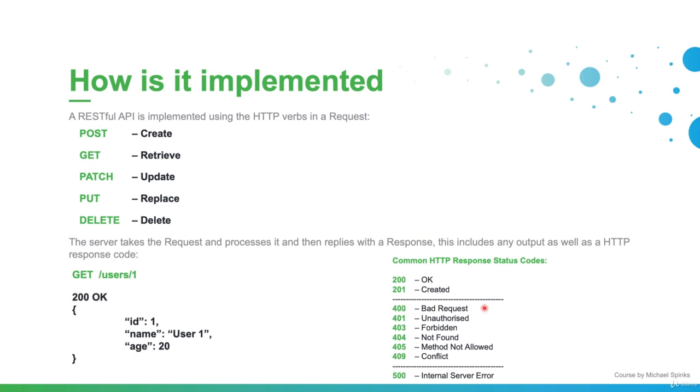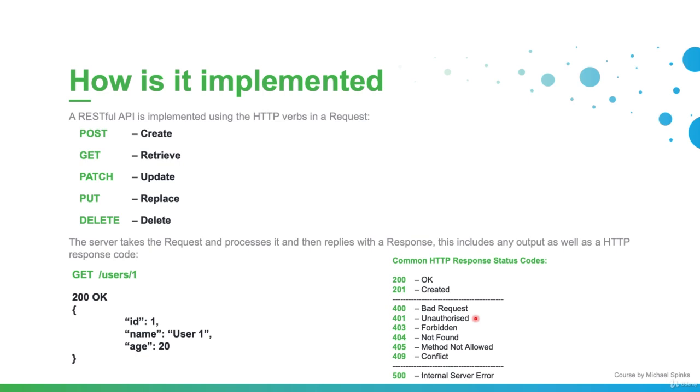400 is basically used for if something is not formatted correctly on the request. So say it had mandatory fields for creating a user, such as name, and you forgot to put that in or missed it out on purpose. What it should reply back with is a 400 code, which is a bad request because you've missed out mandatory data. The 401 code is for unauthorized.